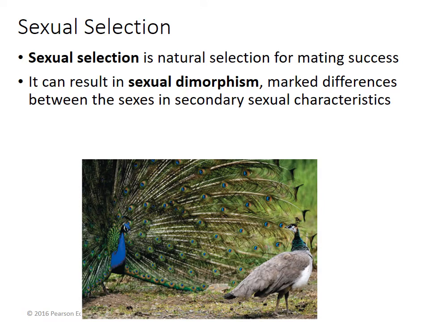So sexual selection does happen. Sexual selection is a type of natural selection for mating success. It can result in sexual dimorphism, which is when there are marked differences between the sexes in secondary sexual characteristics. Like a male peacock looks a lot different than a peahen, right? They're both in the picture below here. That would be a good example of sexually dimorphic organisms. Or even a buck and a doe look pretty different, right? So that would be sexually dimorphic organisms there as well.